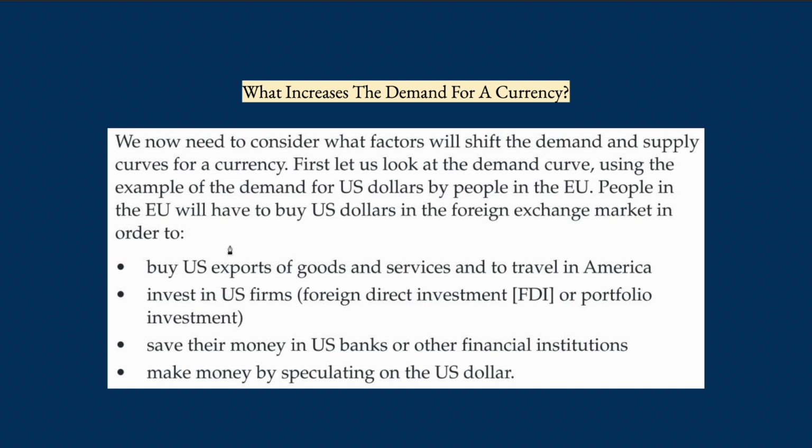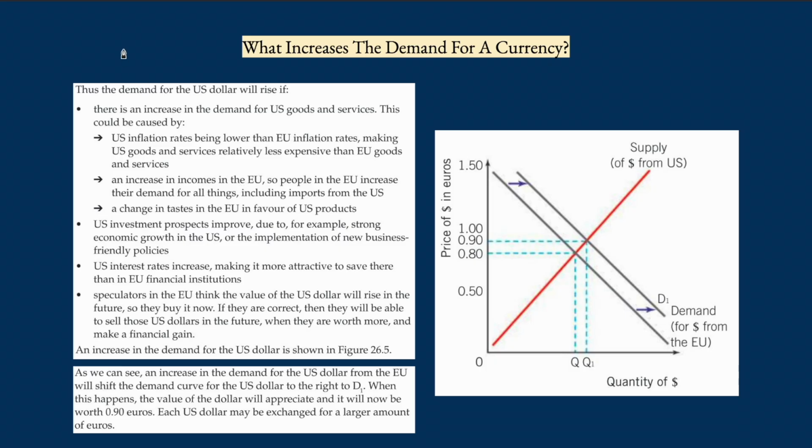People in the EU will have to buy US dollars, or demand US dollars, in the Forex market if they want to achieve any of the following aims: buy US exports of goods and services and travel to America, invest in US firms, save their money in US banks or other financial institutions, or make money by speculating on the US dollar. So any of these could be reasons why the EU needs American currency. But now let's look in a little more detail at these points, okay?